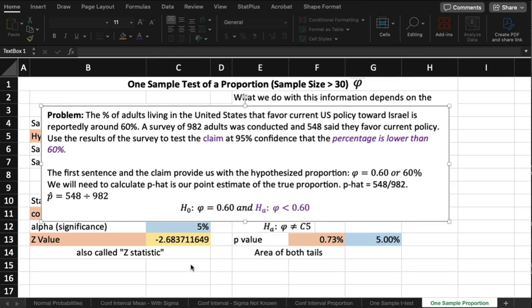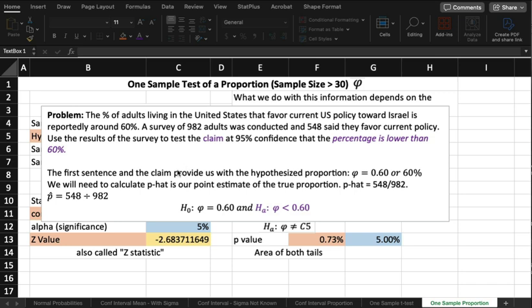This video is going to solve a problem where we're going to do a hypothesis test on a proportion, on a population proportion. So we're going to actually solve a real world type problem, and we're going to use Excel as a template so that we can use it for any hypothesis test of a proportion.